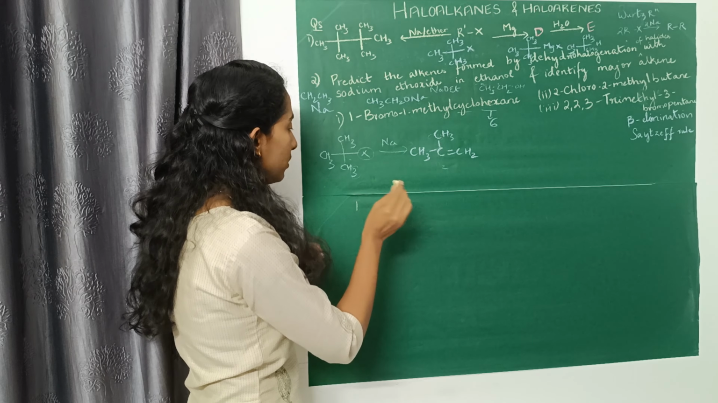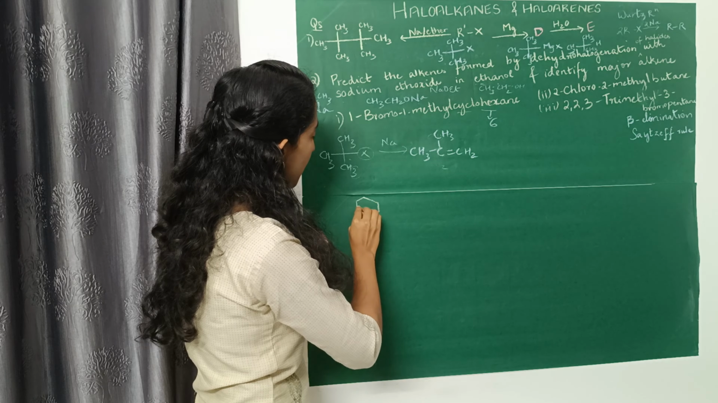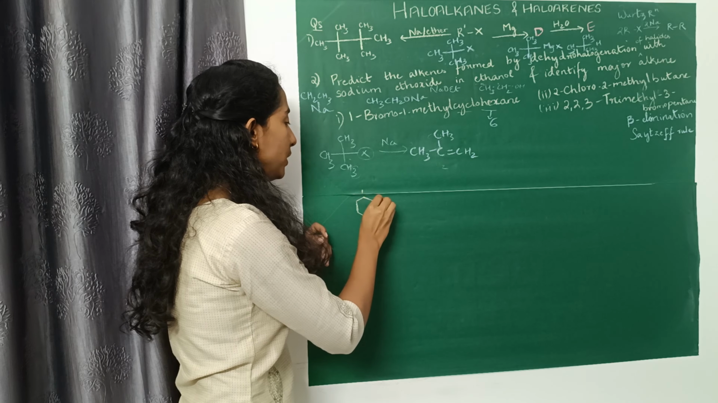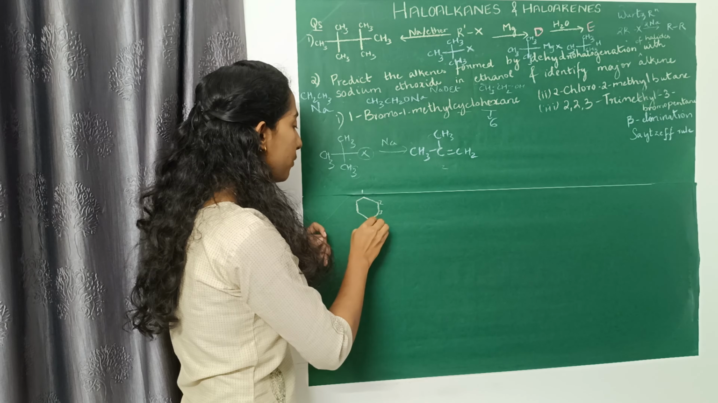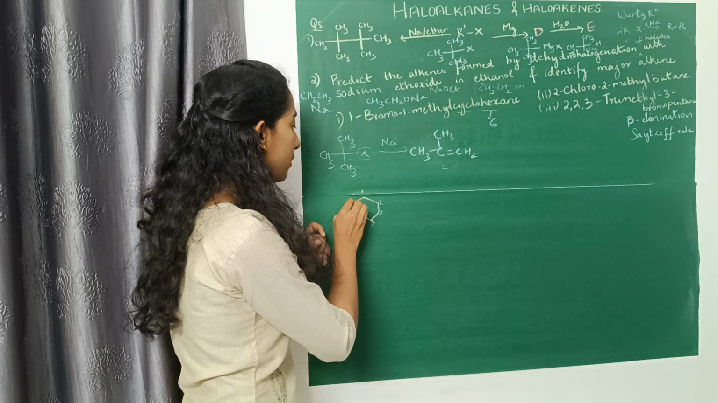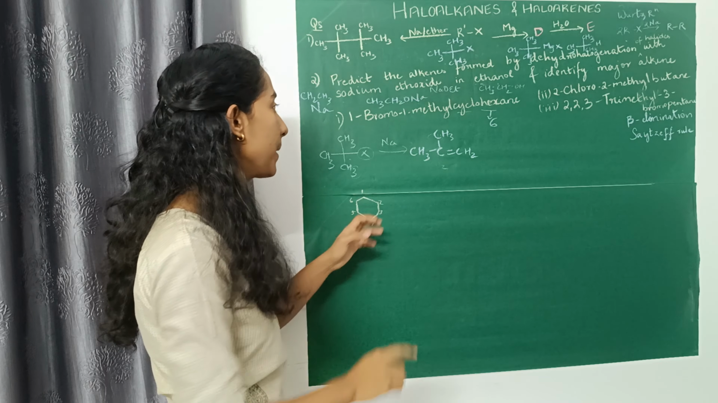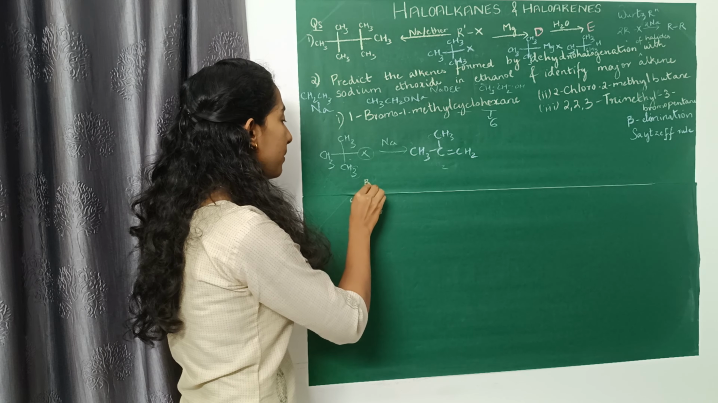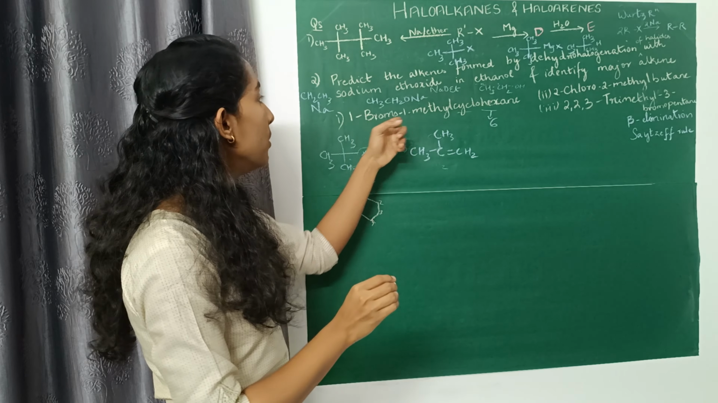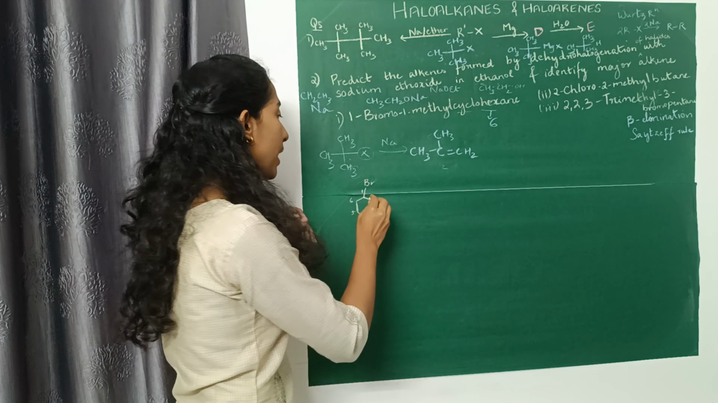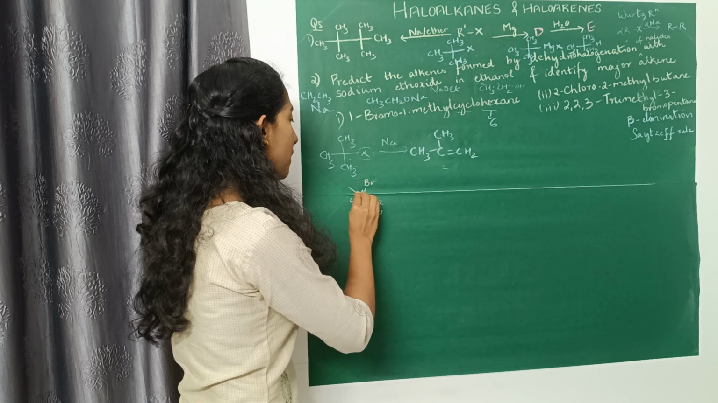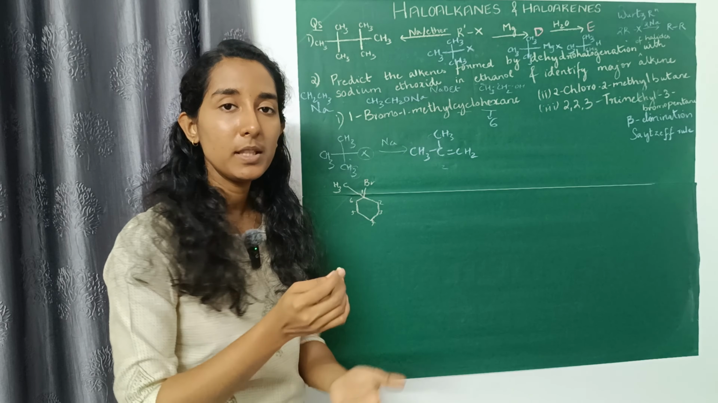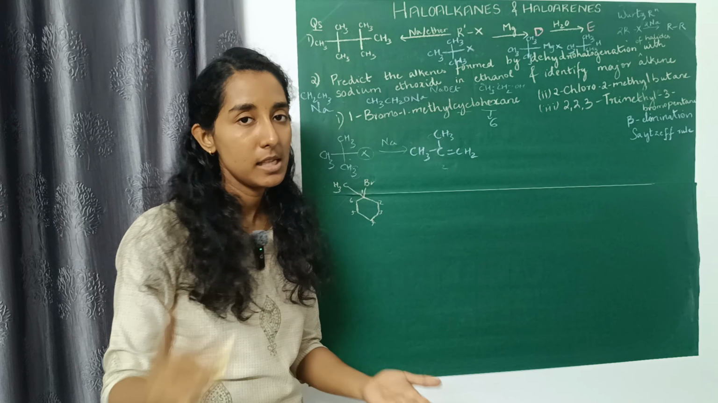Draw it like this. You can number it 1, 2, 3, 4, 5 and 6. Hexane, so 6 carbon atoms, cyclohexane. Then 1-bromo, so in first position you have bromine. 1-methyl, so in the same first position you have a methyl group. What is a methyl group? CH3. You know, methane is CH4, methyl is CH3.